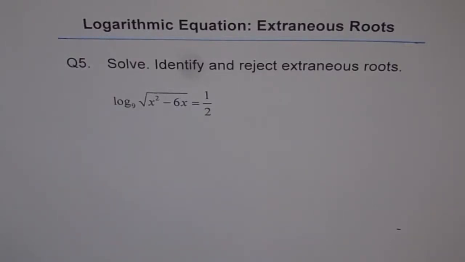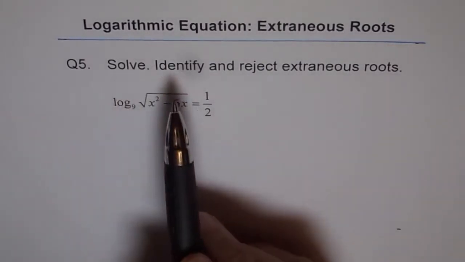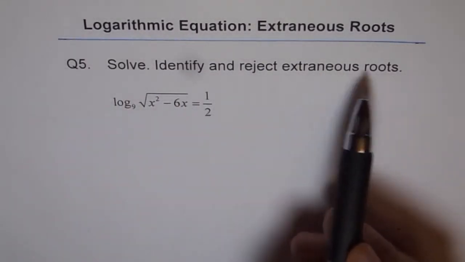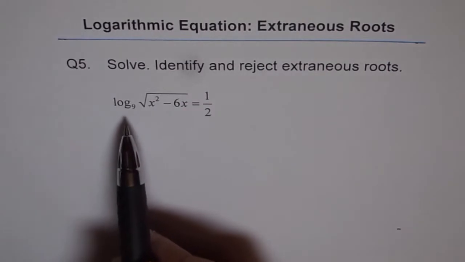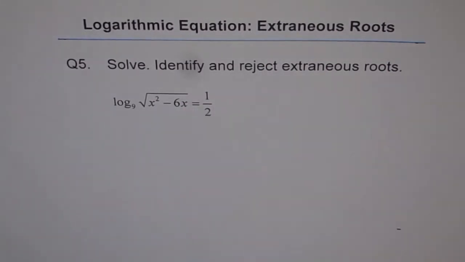Logarithmic equations, extraneous roots. Question 5. Solve, identify and reject extraneous roots. Log to the base 9 of square root of x squared minus 6x equals a half.